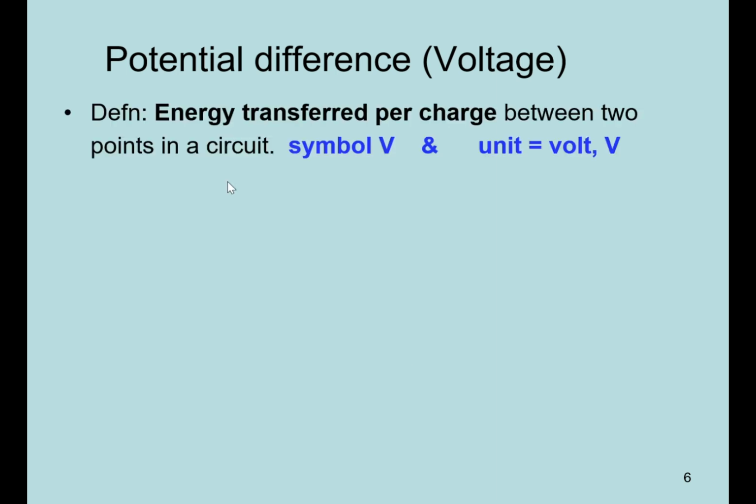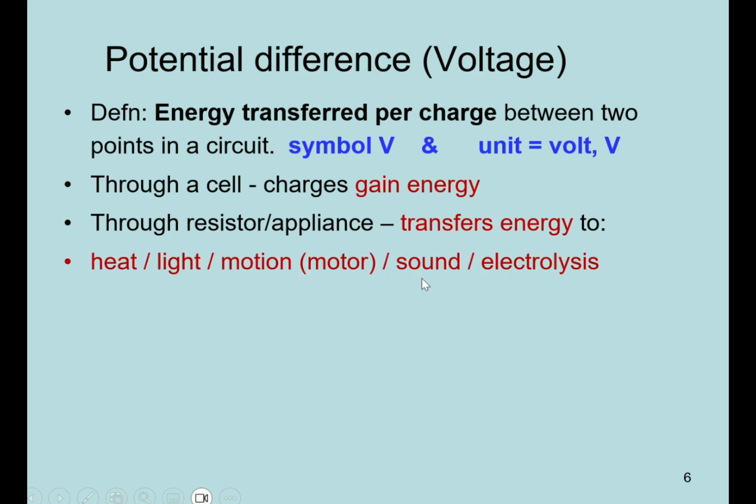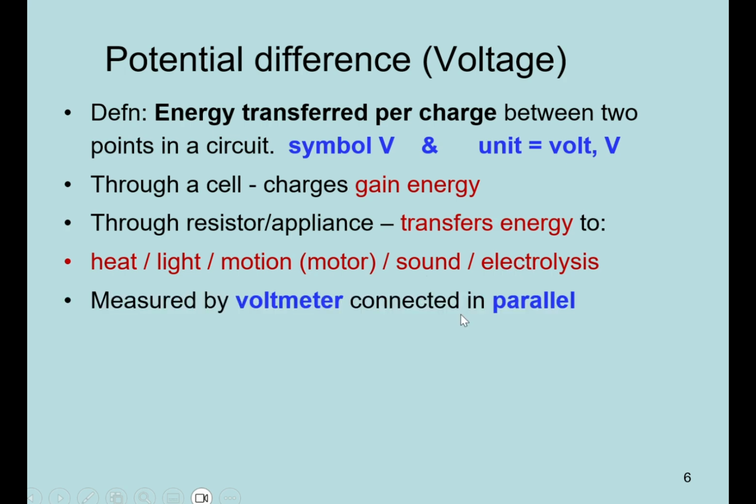Potential difference. Definition is the energy transferred per charge between 2 points in the circuit. The symbol is a V, both for voltage and the unit of a volt. Through a cell, the charges gain energy. So the energy is transferred to the charges, and through an appliance, it transfers the energy to something else, like heat or light or motion or sound, or even cause chemical reactions in electrolysis.